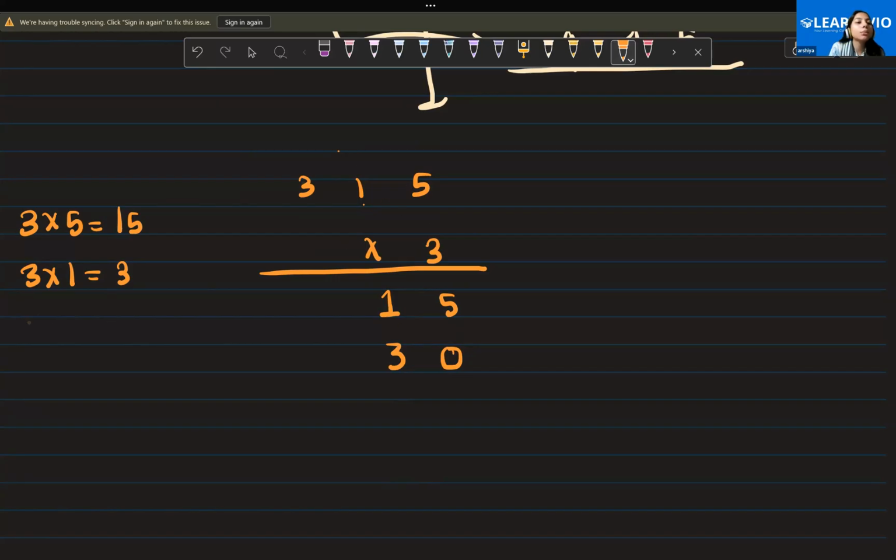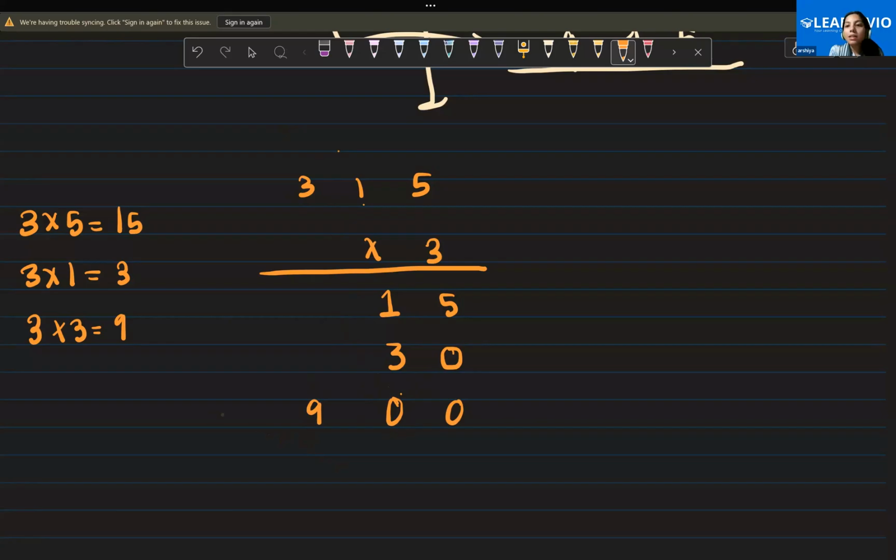Okay. Now the third number. So 3 threes are how much? 3 times 3? 9. Okay. So because this is the third number, how many zeros should I write first? 2 zeros. Yes. So I'll write the first 0 in the first number's place, the second 0 in the second digit's place. Now 3 threes are 9. So the answer will be written here.